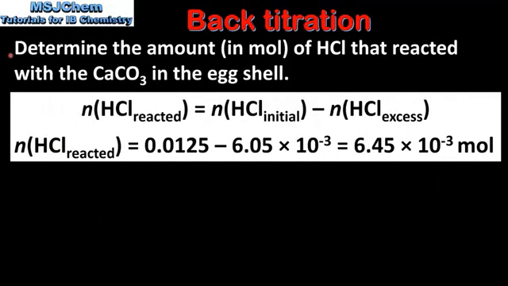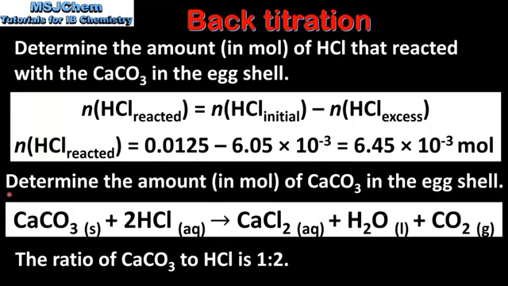Next, we'll determine the amount in moles of hydrochloric acid that reacted with the calcium carbonate in the eggshell. To do this, we subtract the amount in moles of hydrochloric acid that was in excess from the initial amount of hydrochloric acid. So that's 0.0125 minus 6.05 × 10⁻³, which gives us 6.45 × 10⁻³ moles.